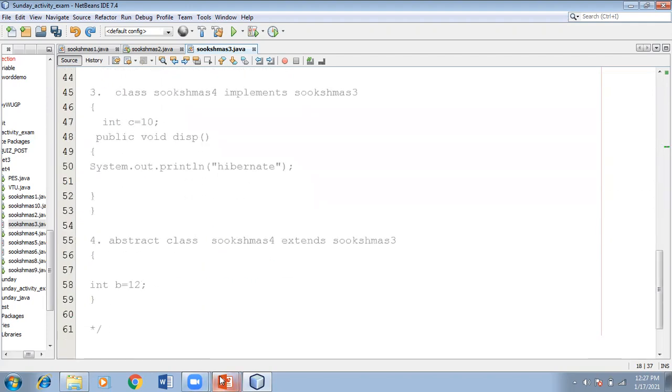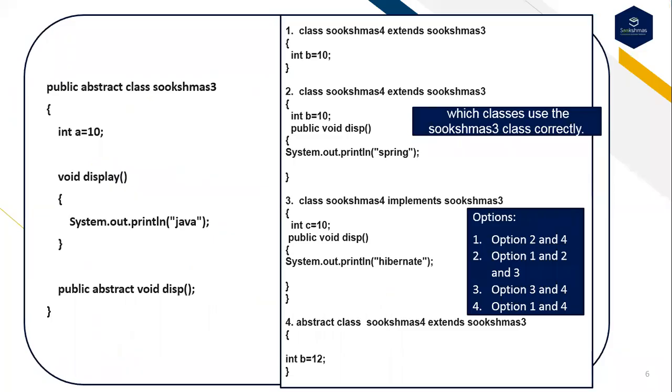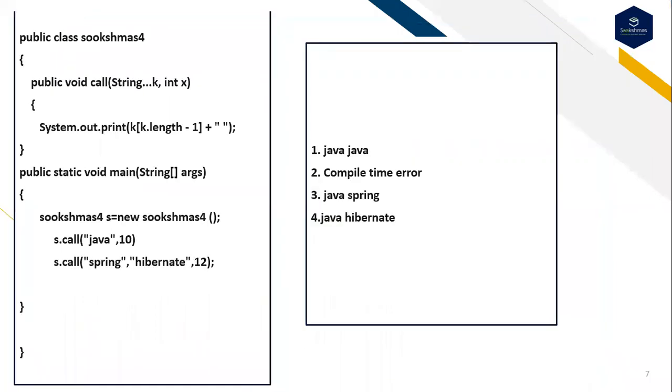We'll go for the next question. This is the next question. This concept belongs to the variable argument. The class Sookshmas5 has a public void call method, and here the variable arguments, and this is just an ordinary variable belonging to integer, and here we are trying to print.